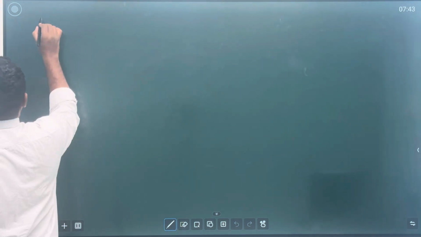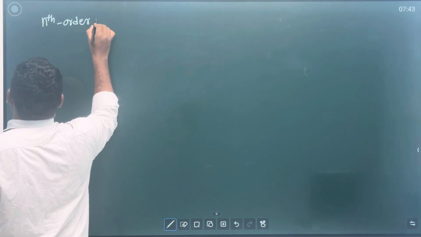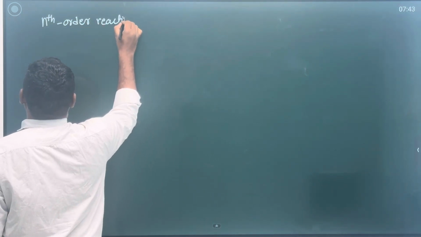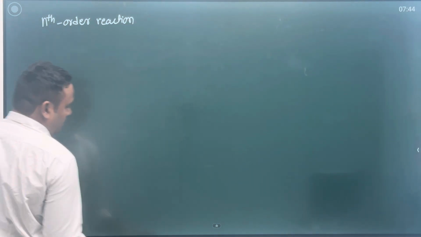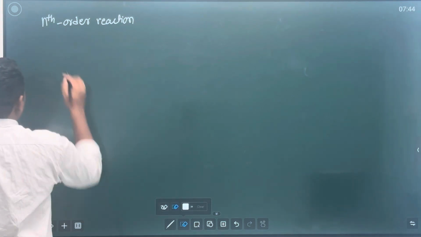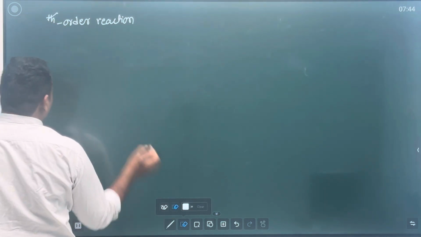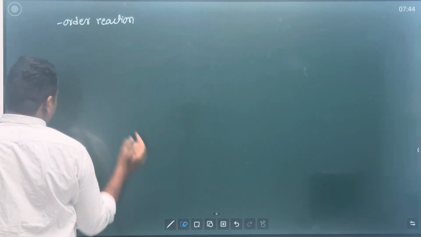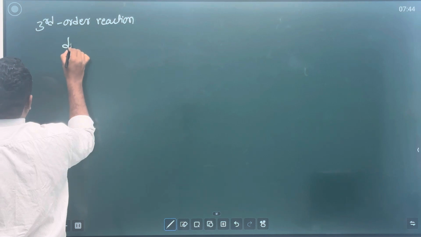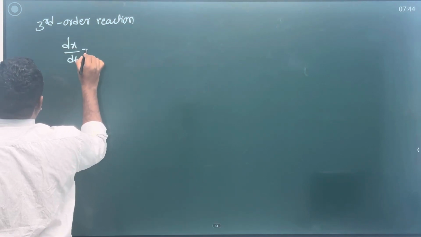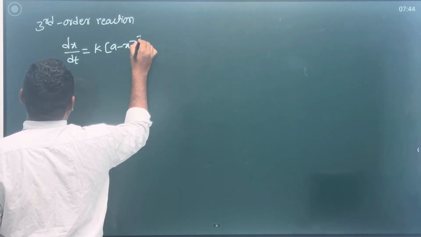or directly go to the nth order reactions. So in nth order reactions, how can we take the graph? Or else first you see the third order reaction, later we'll discuss the nth order reaction. Before the nth order, you see the third order reactions. Third order reactions, dx by dt is equal to k into a minus x whole cube.